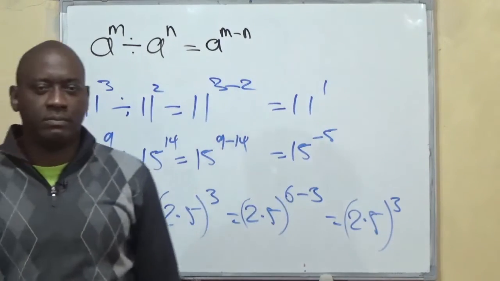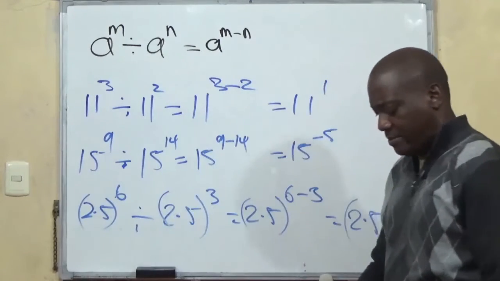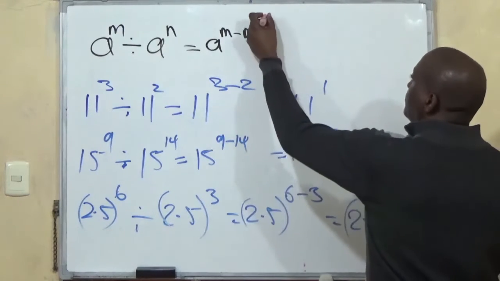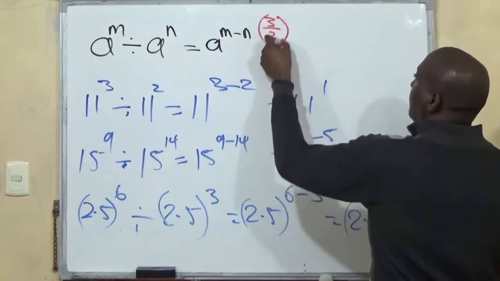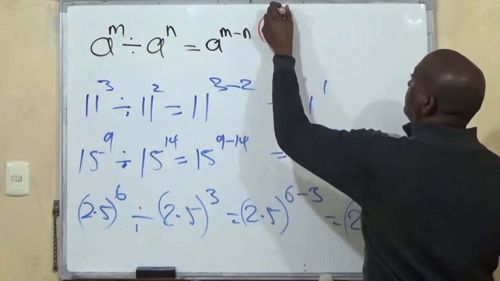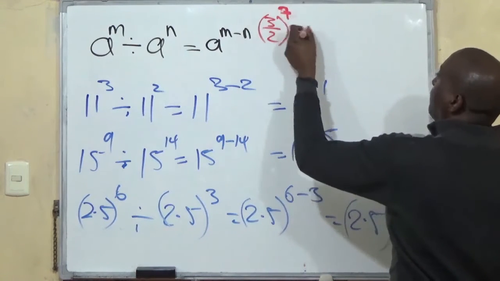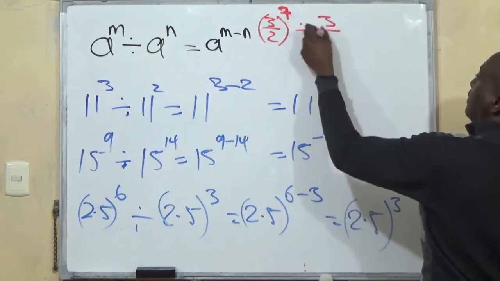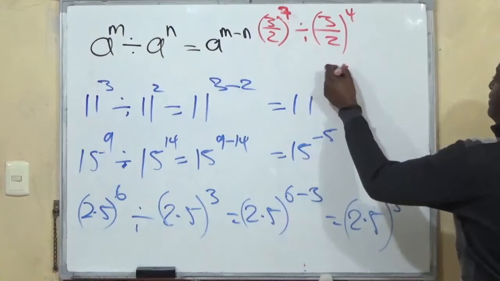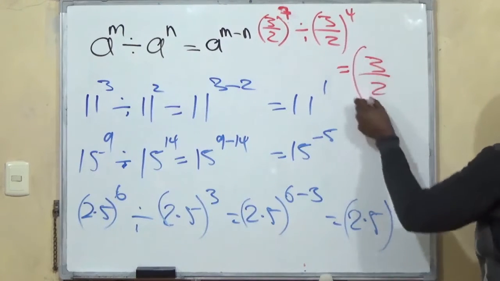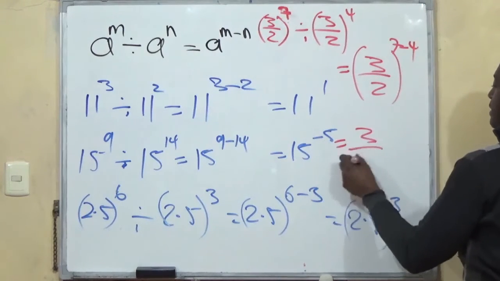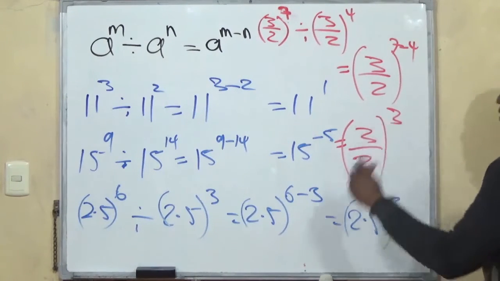We could work some fractions too. Let me bring some fractions into that. It happened with fractions too. So if we have 3 over 2 to the power of 7 divided by 3 over 2 to the power of 4, the answer to that is 3 over 2 to the power of 7 minus 4, and that is 3 over 2 to the power of 3.